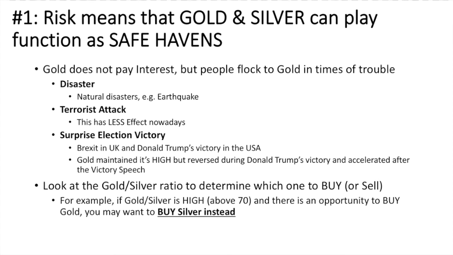For example, if the gold silver ratio is high, above 70, and you see a good opportunity to buy gold, you might want to buy silver instead. When the gold silver ratio is high and gold wants to go up, which of course will also bring silver up, silver will tend to go up faster than gold. And you always want to invest in something that goes up faster than the others.